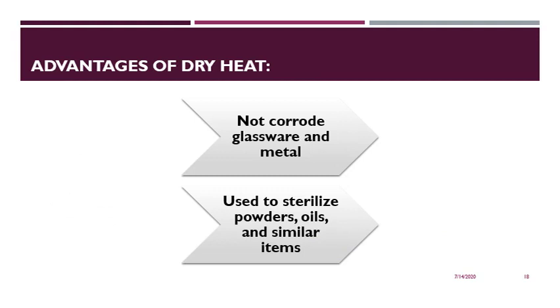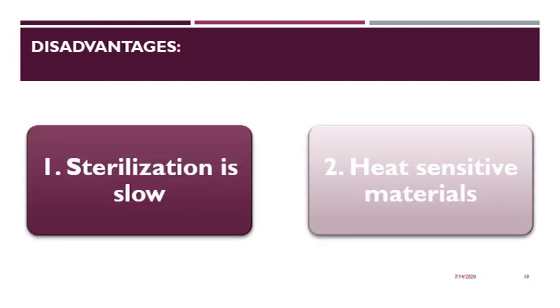When we discuss the advantages of dry heat, we have two major advantages: it doesn't corrode glassware and metal instruments as moist heat does, and it can be used to sterilize powders, oils, and similar items. Most laboratories sterilize glassware and pipettes with dry heat. But with advantages, there are also disadvantages: dry heat sterilization is slow and not suitable for heat-sensitive materials like many plastics and rubber items.